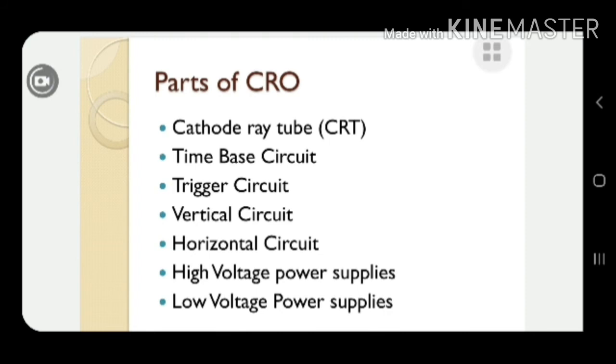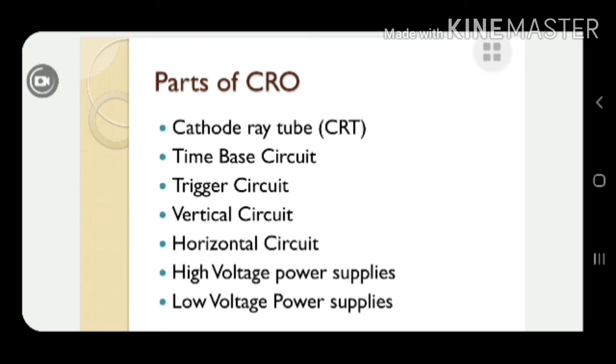So cathode ray tube is the most important part of CRO, and therefore we also call it the heart of CRO. Now apart from cathode ray tube, the other parts of CRO include the time-based circuit. Time-based circuit is a sweep generator or a sawtooth wave generator, and its basic function is to produce the shape of the waveform on the screen of the CRO, which is also the screen of CRT.